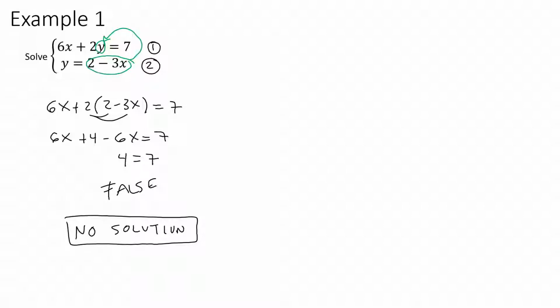So I see that number 2 is y equals negative 3x plus 2. It has a slope of negative 3 and a y-intercept of 2. Let's look at number 1.